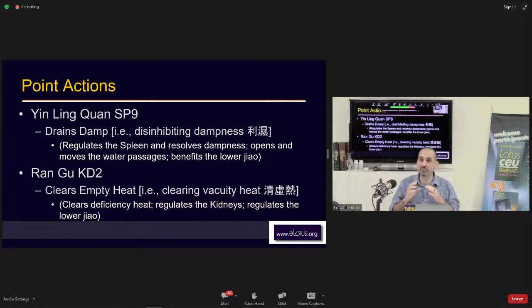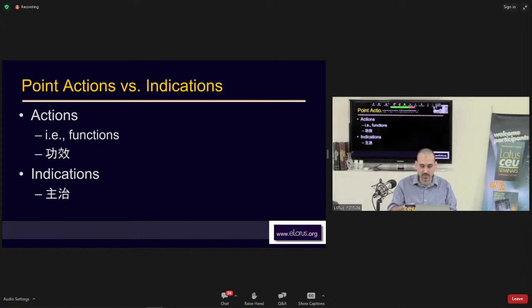Acupuncture and herbs are fundamentally different and they have different mechanisms of action. Acupuncture is all about regulating relationships in the channel system, between the five phases, between yin and yang, within the system of my body. And that's something different than consuming a substance that's going to have a specific function on the body. So let's talk about actions versus indications.